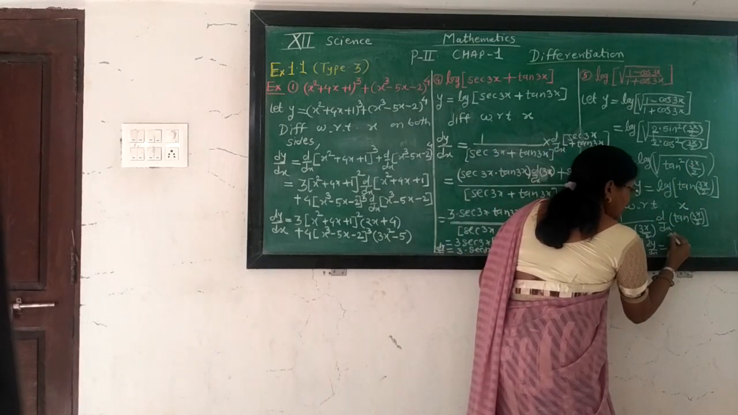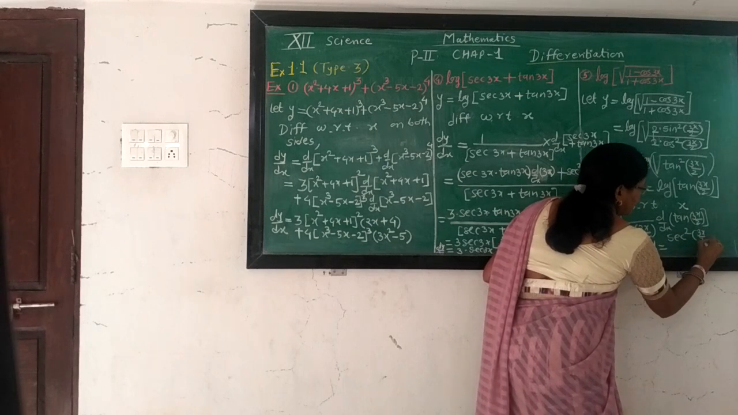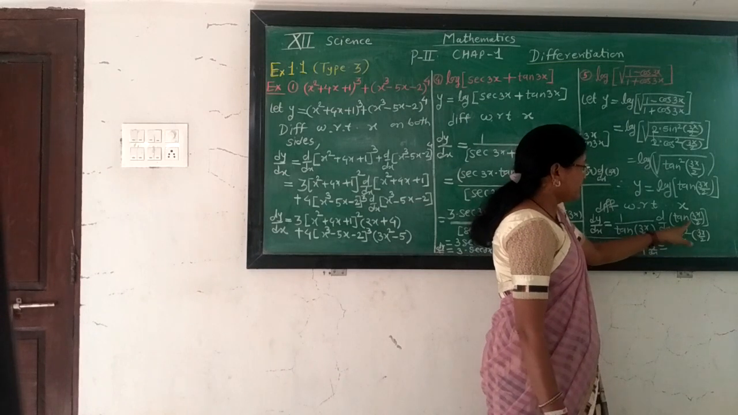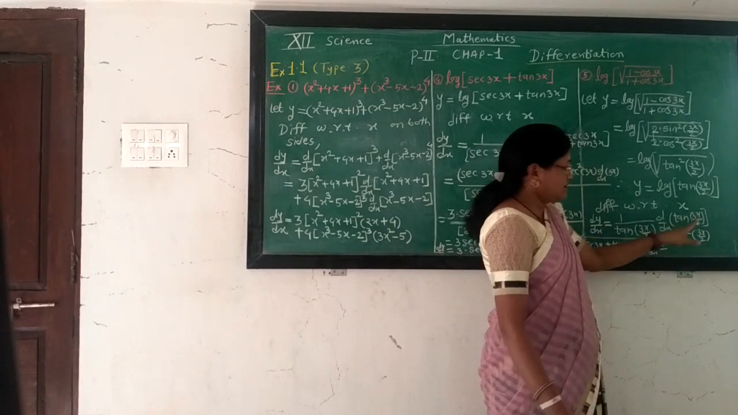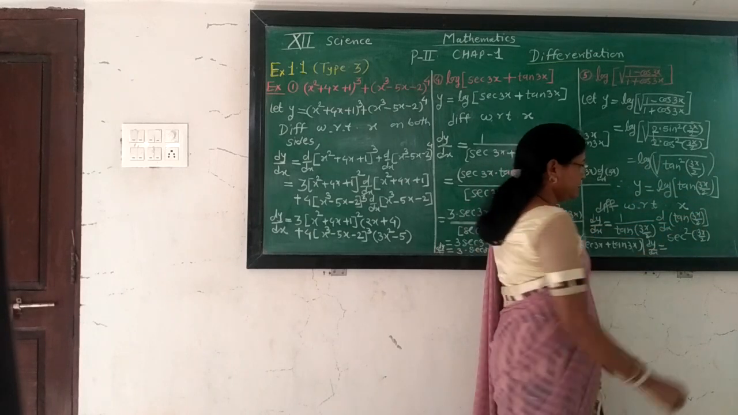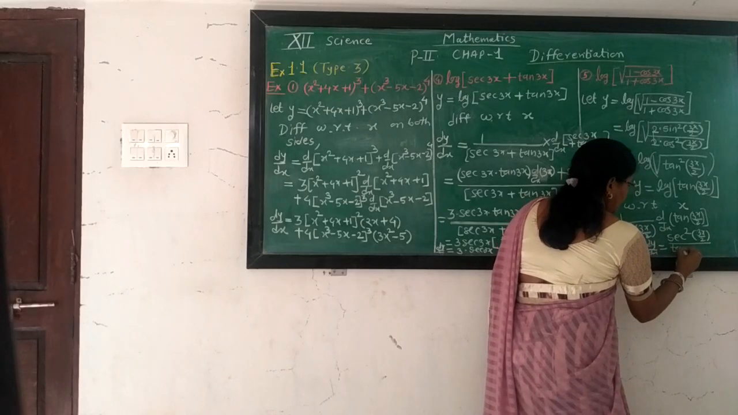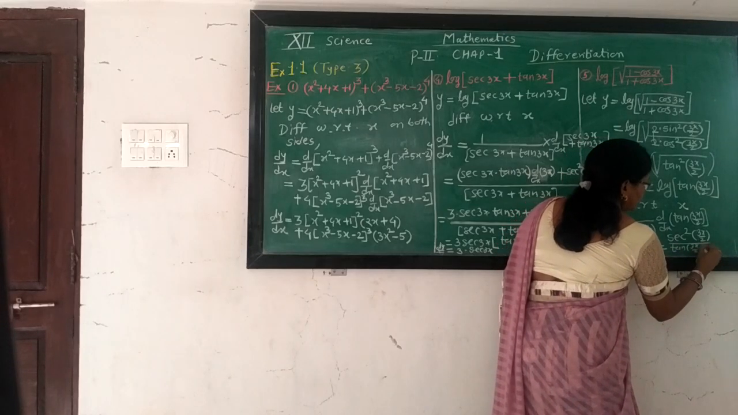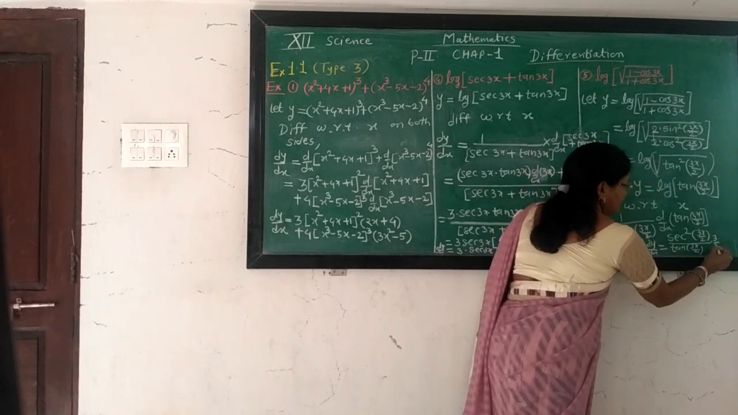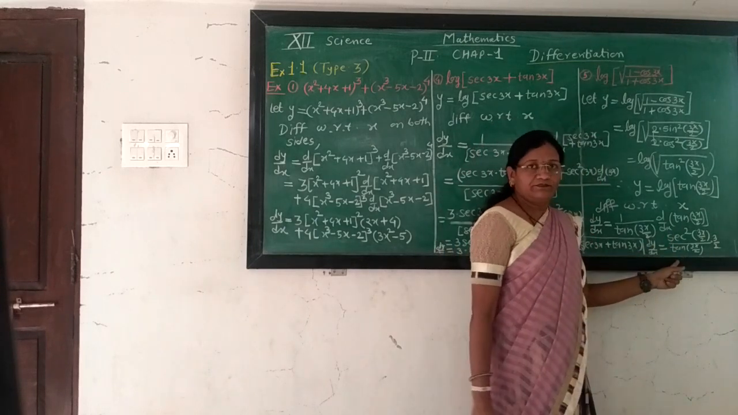Then we take the multiplication directly: sec square 3x by 2 divided by tan 3x by 2. Now again the derivative of 3x by 2. Once we find the derivative of tan, we find the derivative of 3x by 2, which is only 3 by 2. So this is divided by tan 3x by 2, and lastly we multiply by the derivative of 3x by 2, which is 3 by 2. Now we simplify.